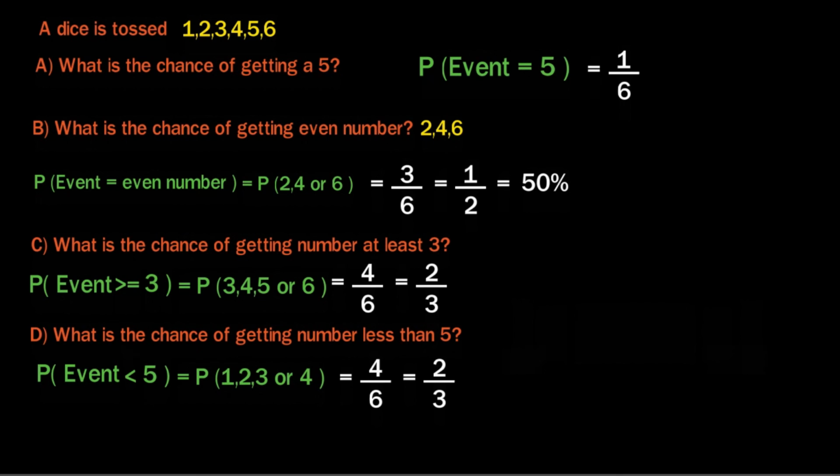So with this, you get an idea of how you can solve probability questions. Please note that the probability of an event occurring is always greater than or equal to 0 and less than or equal to 1. 1 means that it will always happen. 0 means that it will never happen. So your answer must be in this range.